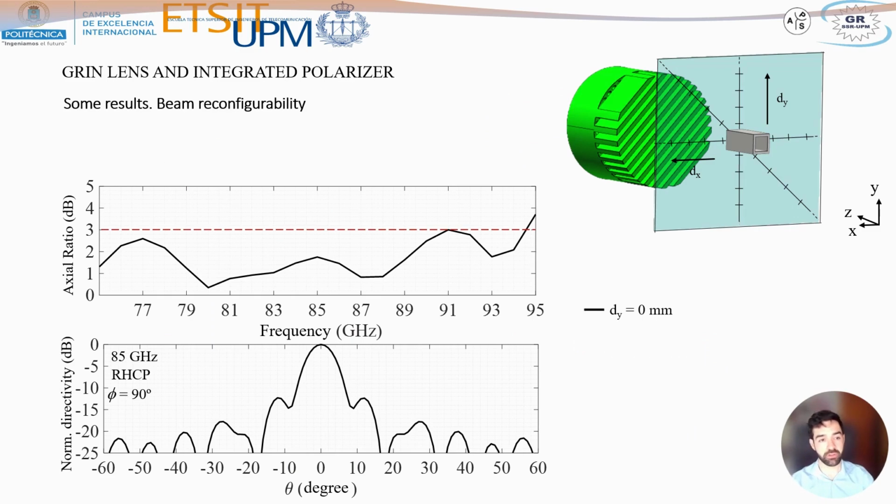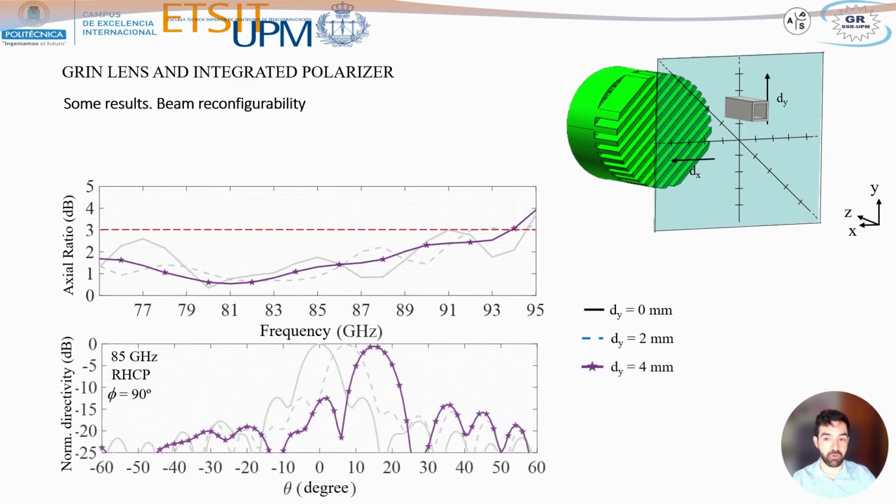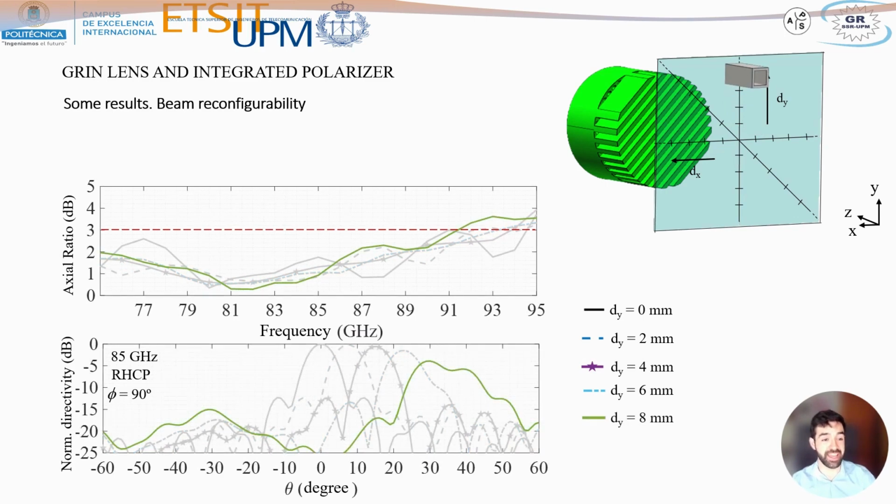Now, showing some results of the beam reconfigurability, as it can be seen, as the square waveguide is displaced along the focal plane of the lens, the beam can be tilted up to 30 degrees, keeping a low axial ratio below 3 dBs.